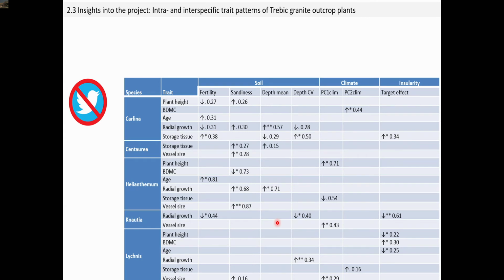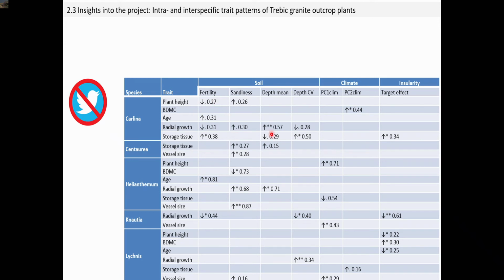But for these, I don't want you to go through the table, just to show you, these are for non-clonal species, 8 non-clonal species. Already here, it's easy to realize that there are some species, for example Carlina, Helianthemum, and Lychnis, which are responding quite a lot, whereas others like Knautia, Silene, and Thymus are almost insensitive, unresponsive.